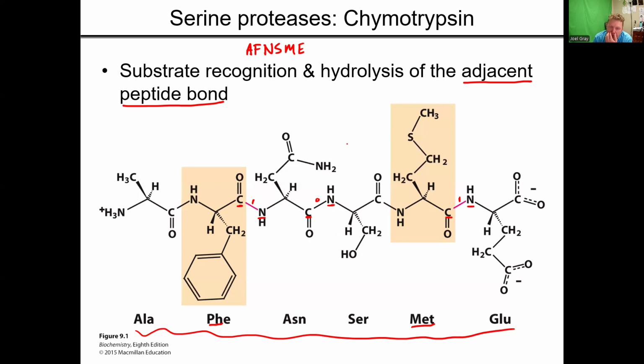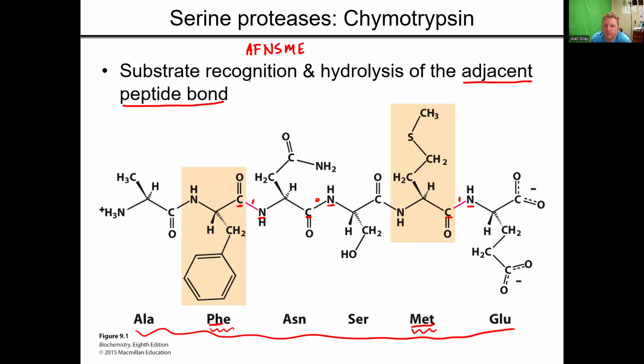So chymotrypsin is not just willy-nilly cutting every single peptide bond, it's cutting specific peptide bonds. The specific peptide bonds that it's cutting are after amino acids like phenylalanine and methionine. What it is looking for is a bulky hydrophobic residue. Phenylalanine and methionine are both bulky hydrophobic residues.